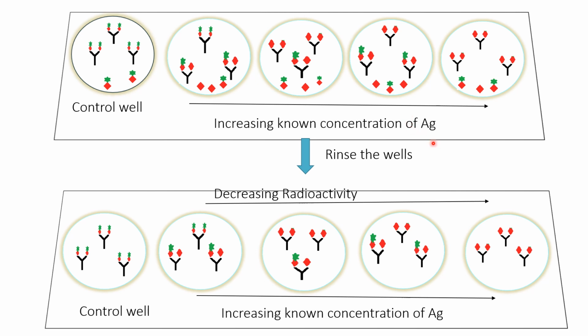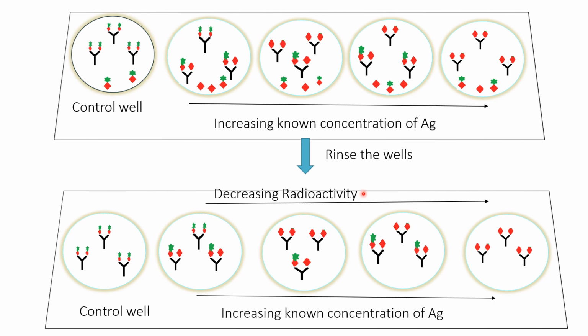Now, as we said, the antibody fixed in the well cannot distinguish radio-labeled or unlabeled antigen. Thus, in each case, the unlabeled antigen will compete with the labeled antigen for the antigen binding site in the well. In simple words, as the concentration of unlabeled antigen increases, they will occupy more antigen binding sites. Wells are rinsed to remove unbound antigens.